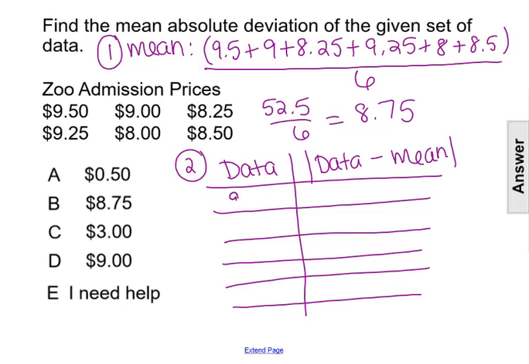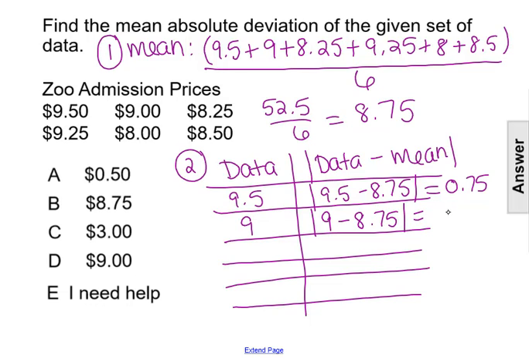So we'll have the 9.5 means we're taking the absolute value of 9.5 minus 8.75. So that will give us 0.75. The second row will be 9 as our data point. So the absolute value of 9 minus 8.75 is going to give us 0.25.